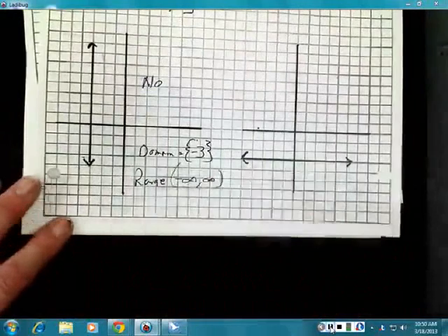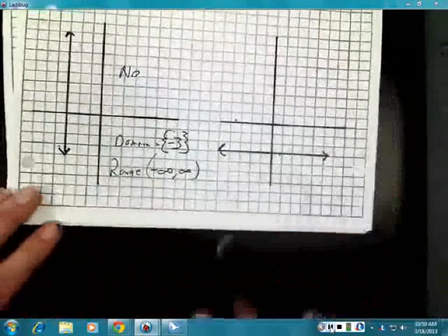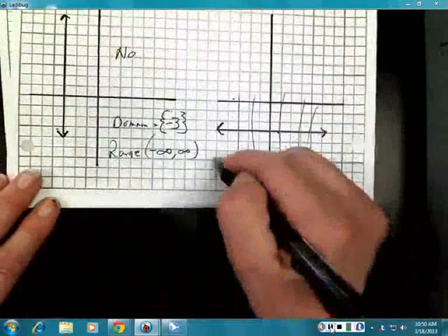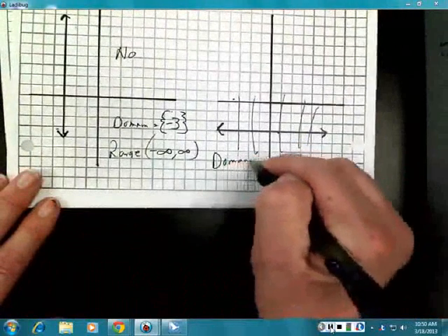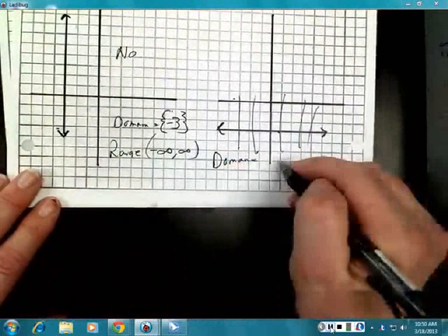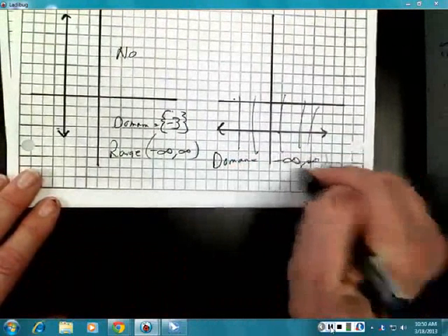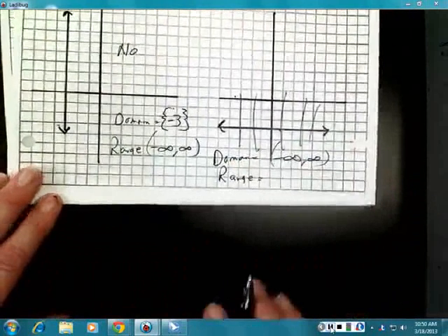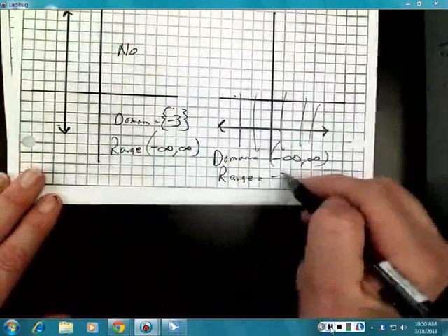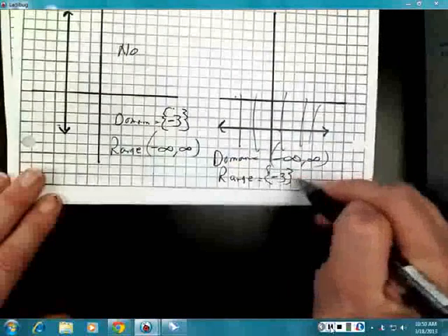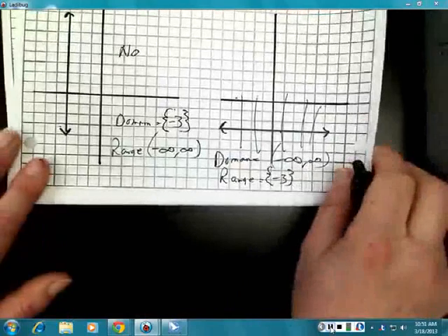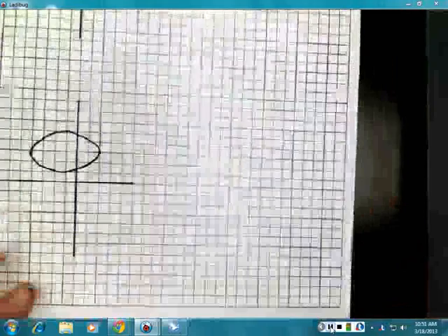And what about that one? Is that a function? Yeah, because every x has one y. But its domain? Positive infinity. And its range? It's negative, with braces, because there's only a negative 3 to it. Okay.